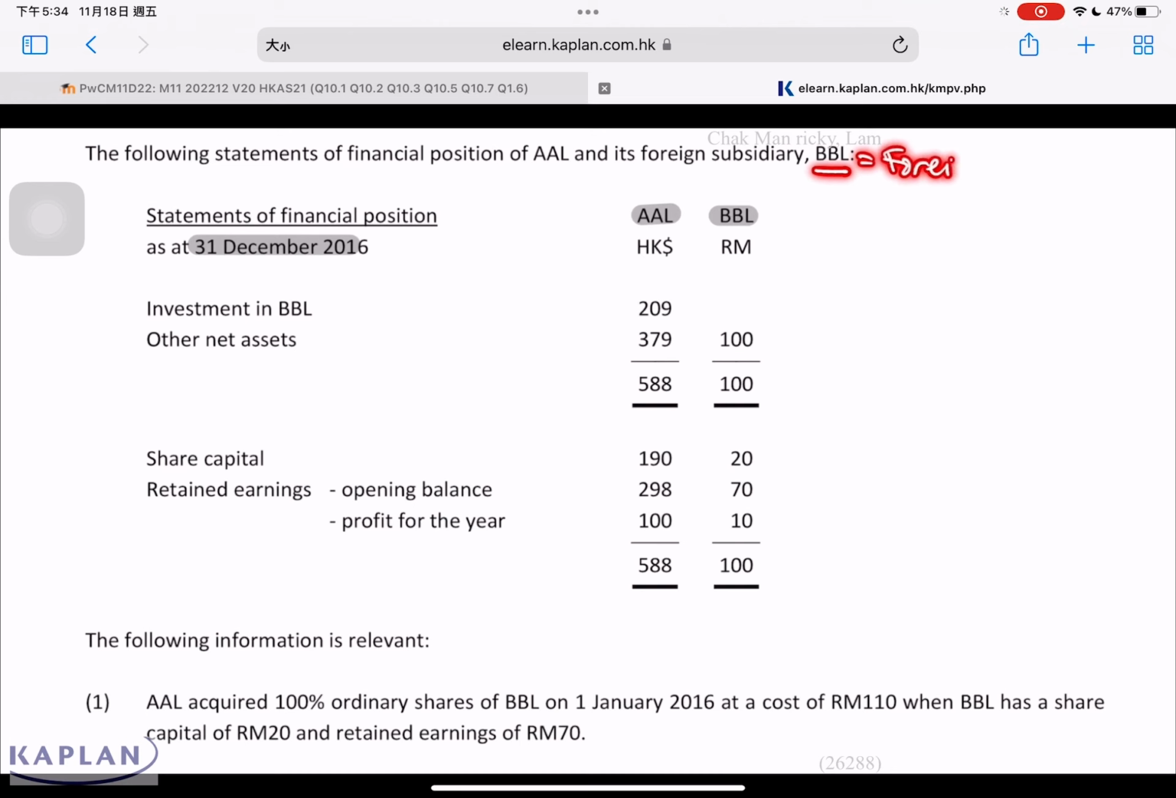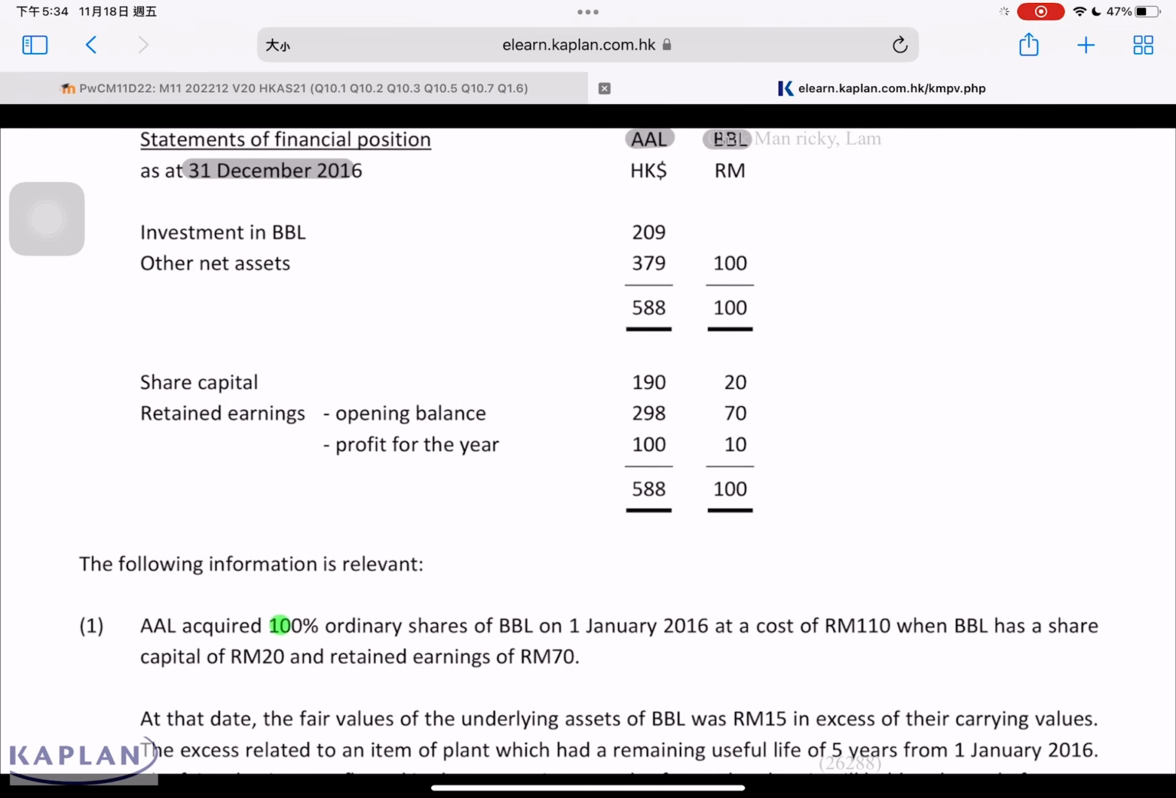This represents a foreign operation. AAL acquired 100% of BBL on 1st Jan 2016 at a cost of Malaysian ringgit 110, when BBL had a share capital of 20 ringgit and 70 ringgit. To AAL, BBL is considered a subsidiary. 100% gives us control. 1st Jan 2016 is the acquisition date. The date we obtain control is the date that we have to do consolidation for the first time. The cost is equal to 110 ringgit.